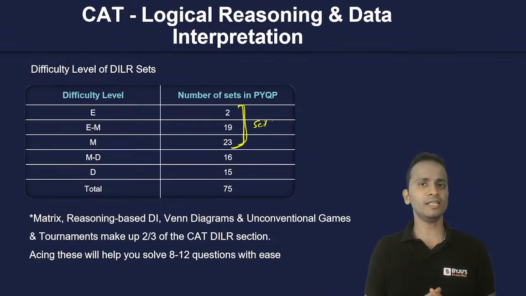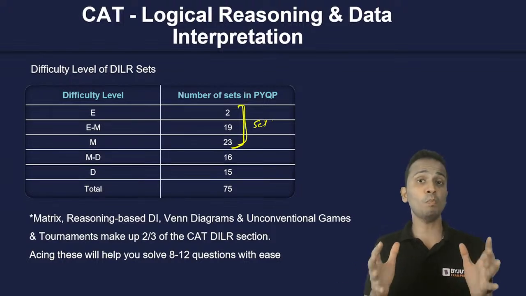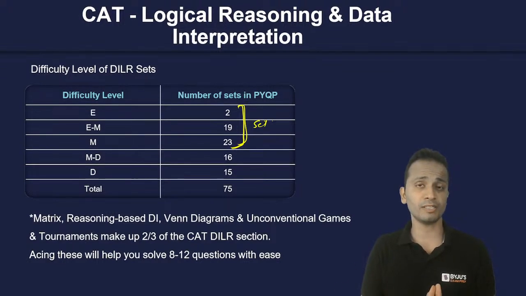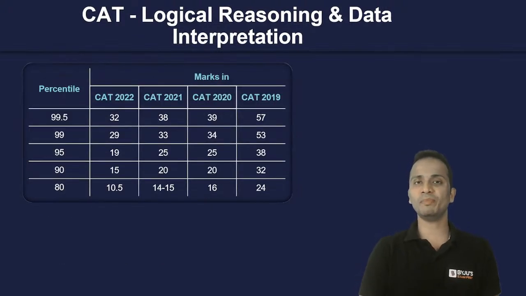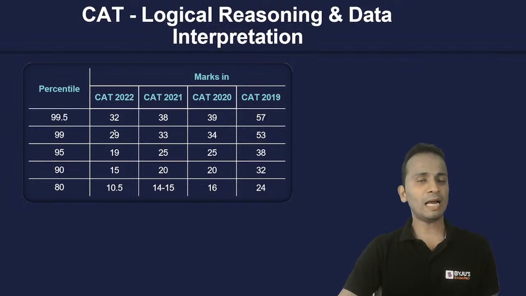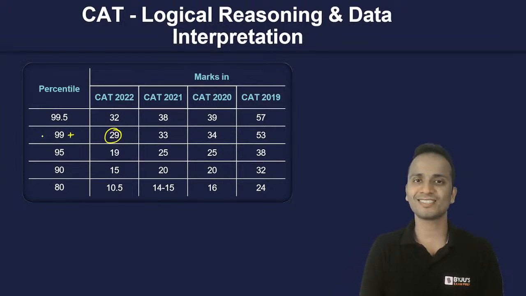So 40 minutes. Per set, if you take 15 minutes, which is more than enough to solve a particular set, then understand how much percentile you will be able to fetch. So I'm talking about 10 questions. 10 into 3 is 30. At a score of 30, your percentile will be 99 plus.